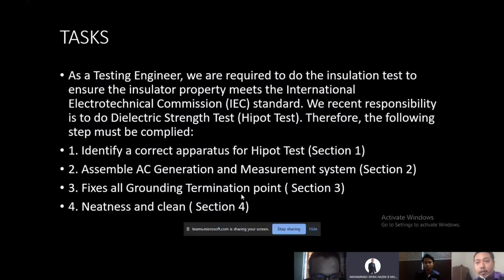So for the task of this experiment, as a testing engineer, we were required to do some insulation tests to ensure the insulator property meets the International Electrotechnical Commission (IEC) standards. Our responsibility is to do the dielectric strength test, which is the HIPOT test. Therefore, the following steps must be complied with: identify the correct apparatus for the HIPOT test, assemble the AC generation and measurement system, fix all grounding termination points, and lastly, neatness and cleanliness.